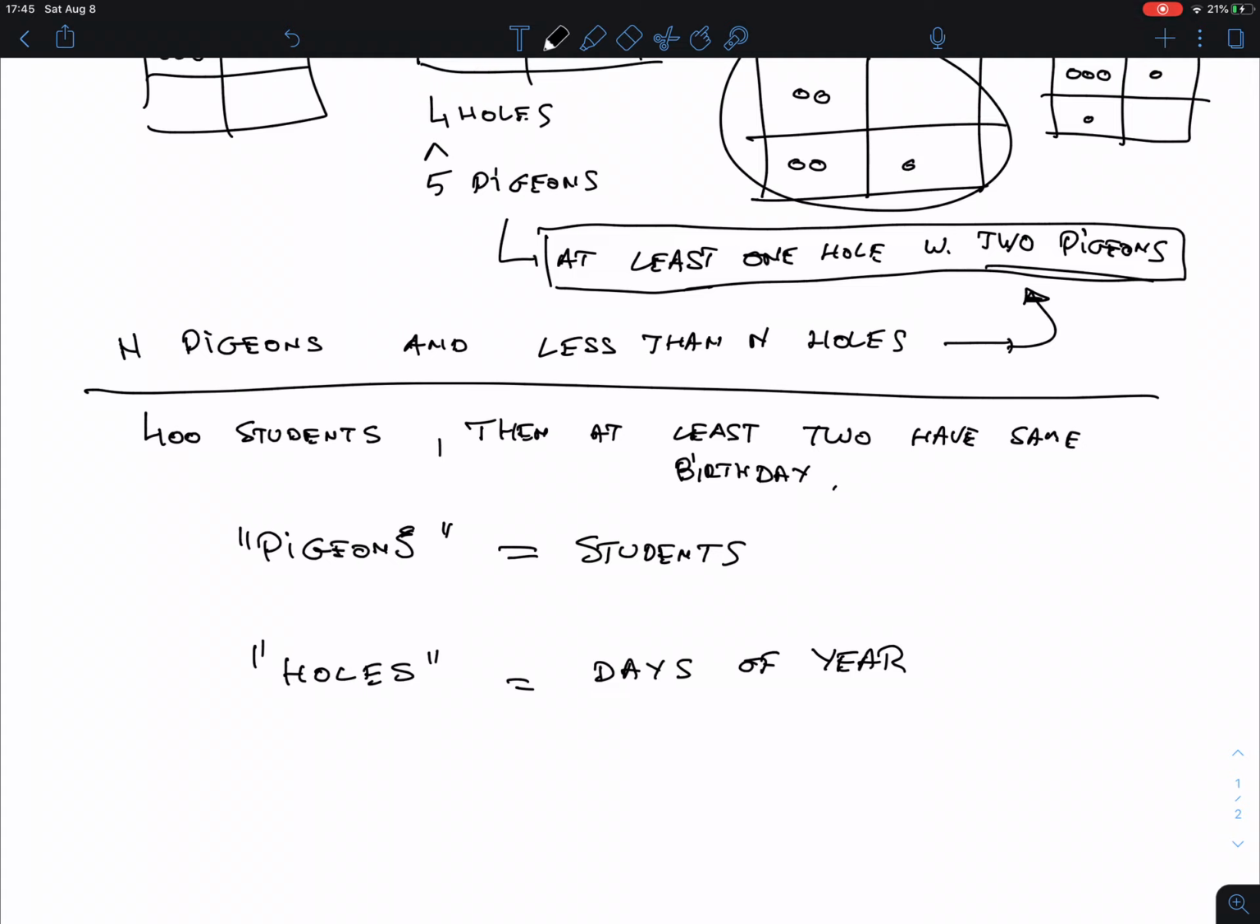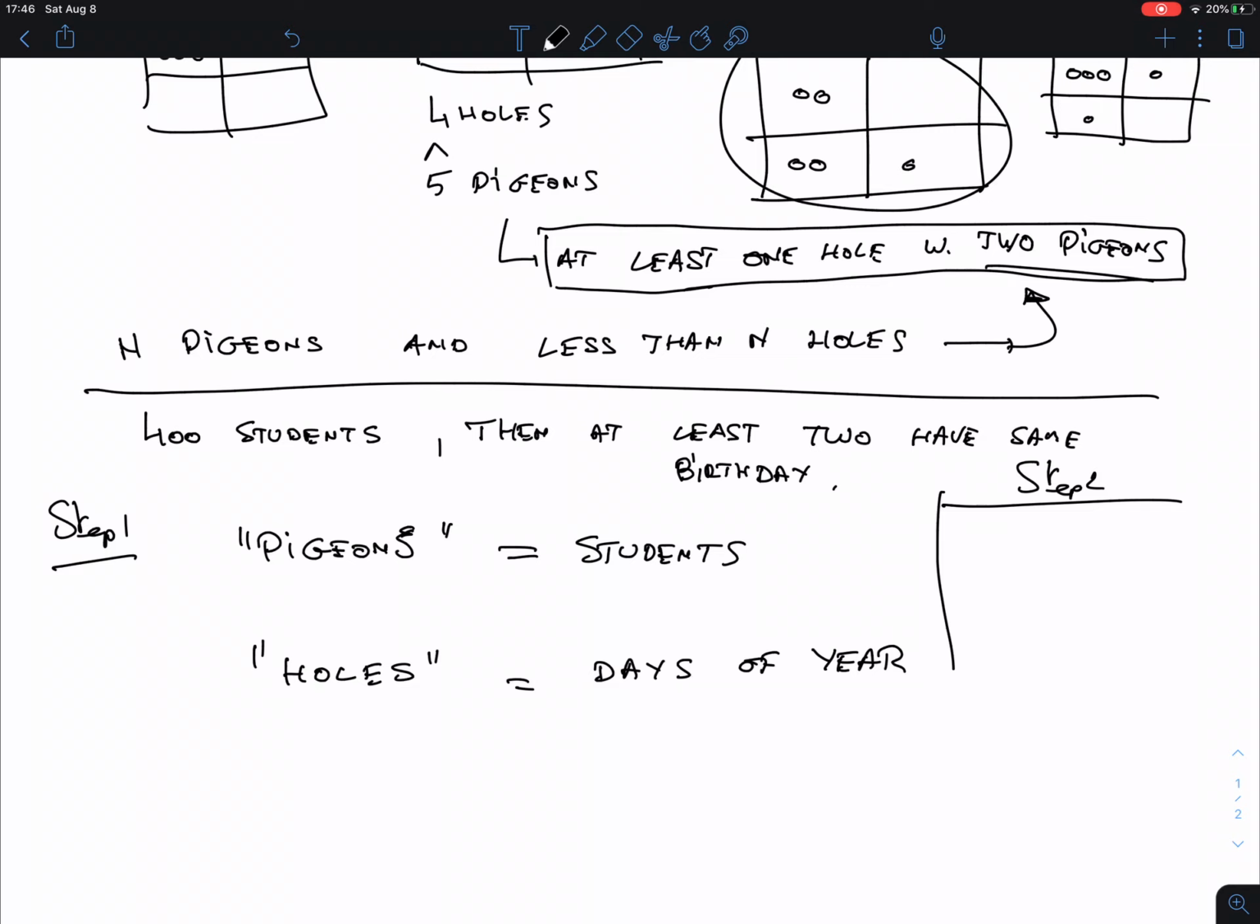So the first thing you have to do is decide what are your pigeons and what your holes. Let's call this step 1. Then step 2 is now you can put numbers. Sometimes you know them, sometimes you don't know. We'll see many applications of this.